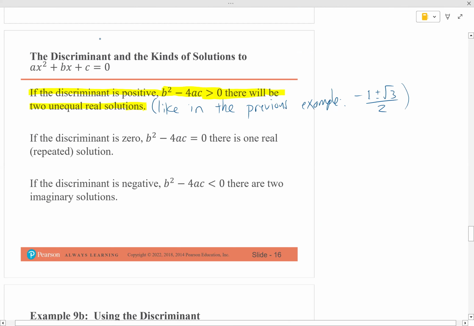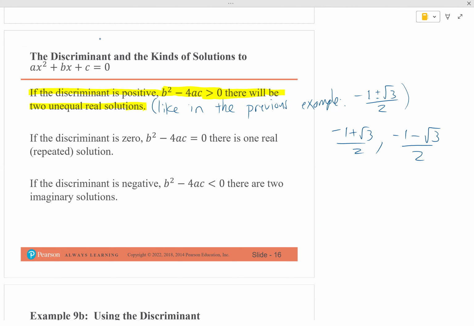Those are 2 solutions, -1 plus the square root of 3 over 2, and -1 minus the square root of 3 over 2. Those are 2 real solutions, real as in not imaginary, because there's no negative number in the root, but they're not the same number. One having a plus and one having a minus is going to make them different. That's an option. That happened in the previous example.